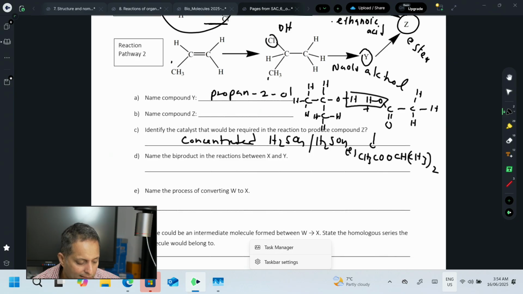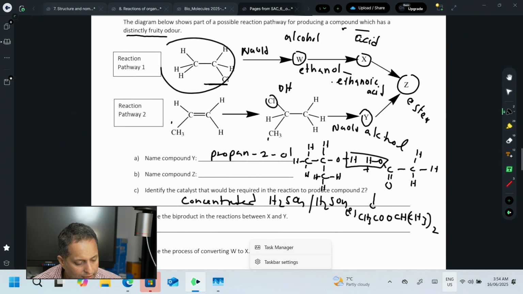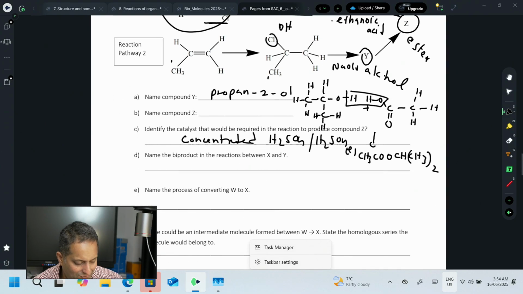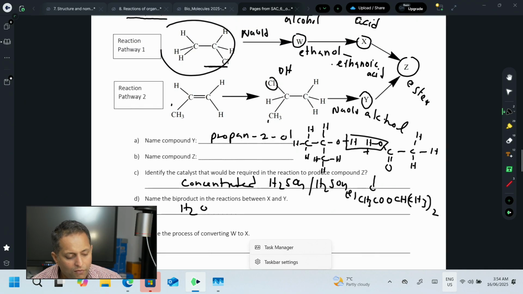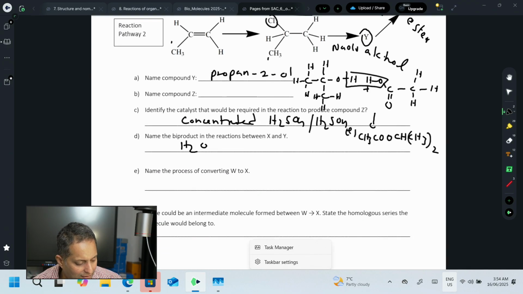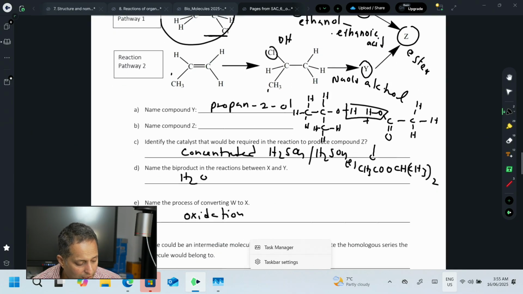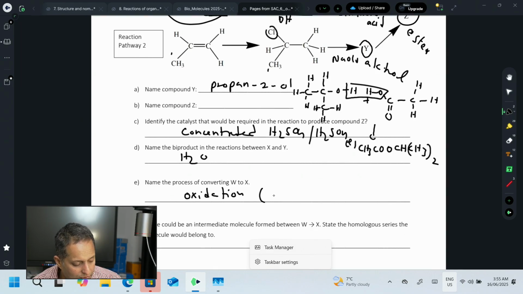Okay, what's the next one? Name the byproduct of the reaction X and Y. What is X and Y? Oh, that is a condensation reaction, so the byproduct is water. Next, name the process of W to X. W to X is what? We know that ethanol to ethanoic acid is oxidation. W to X, ethanol to ethanoic acid, that is oxidation, right? Simple.